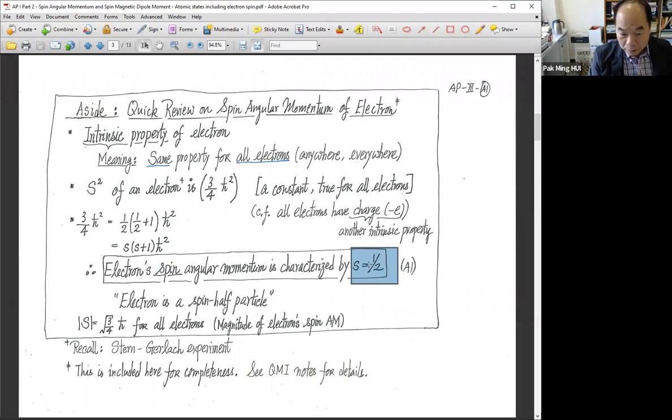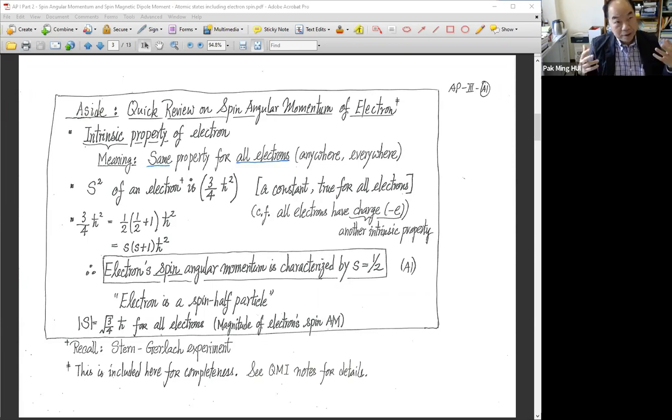The most important concept is that this property is an intrinsic property of an electron. Okay. In Cantonese, I think the term is something like 固有的啊，是电子固有的一个特性啊，係電子固有嘅一個特性。Intrinsic, the opposite of which is extrinsic.